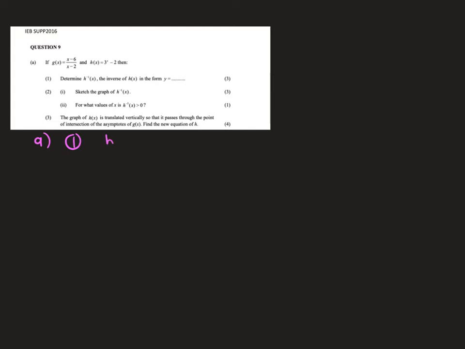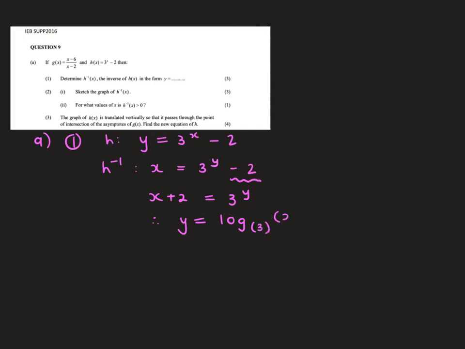So for h, it's y equals 3 to the x minus 2. Remember that when we get to the inverse, step 1 is to swap x and y around. And then step 2 is to make y the subject of the formula. Okay, so you need to get rid of this negative 2 on the right-hand side. So you're going to add 2 to each side. So x plus 2 is equal to 3 to the y. And now we know we're going to jump into our log form. So y will equal log base 3 of x plus 2. All right, and that would be the inverse.